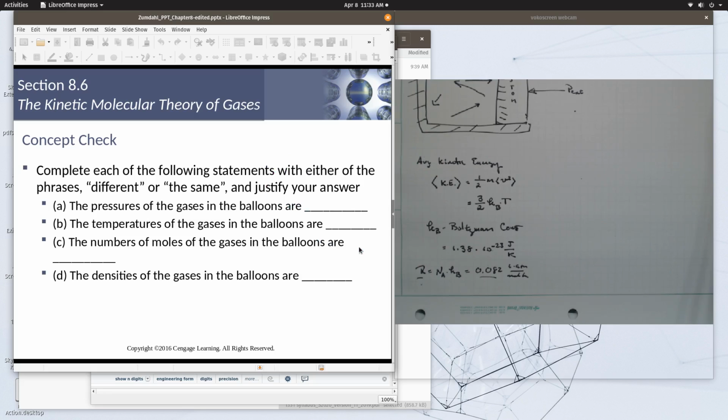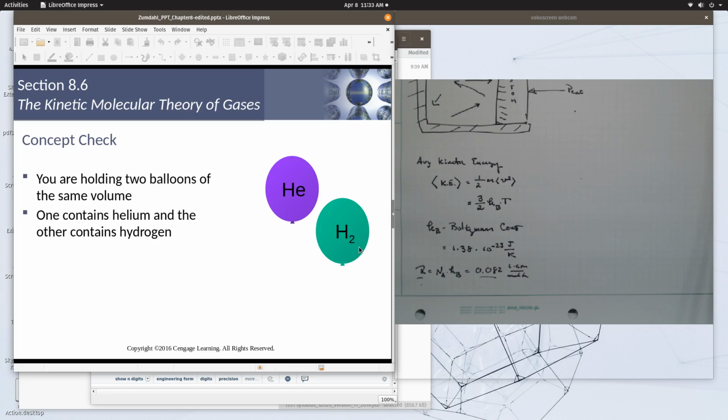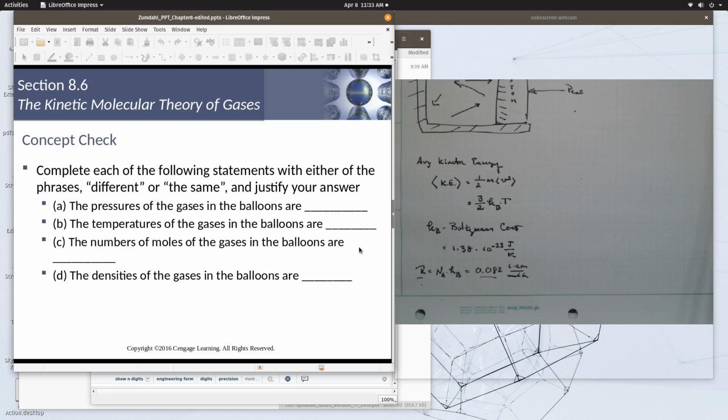A couple of things. We'll assume that the balloons are the same. So the pressure inside the balloons must be the same because they have the same number of moles of particles, one mole of helium and one mole of hydrogen. The temperatures we'll assume to be the same, and the numbers of moles are the same. However, the densities are going to be different.